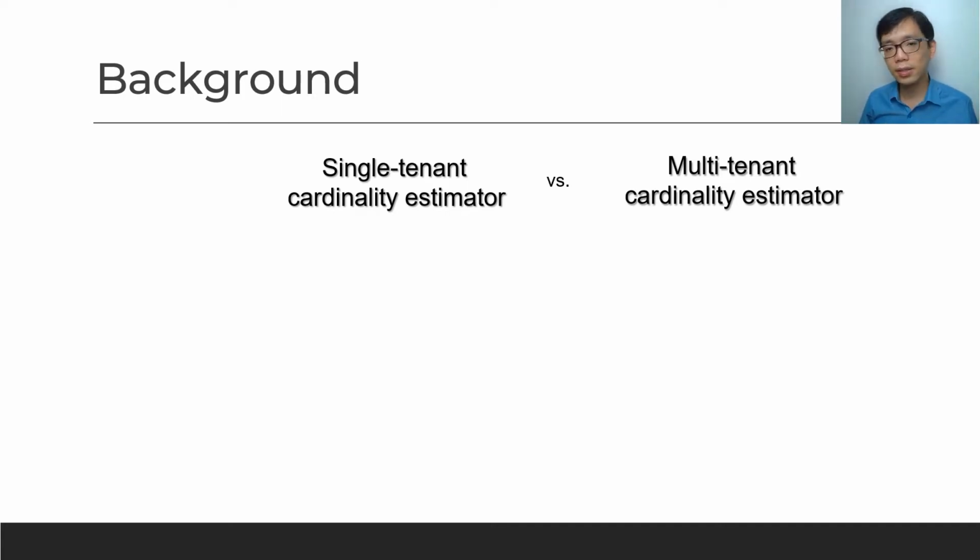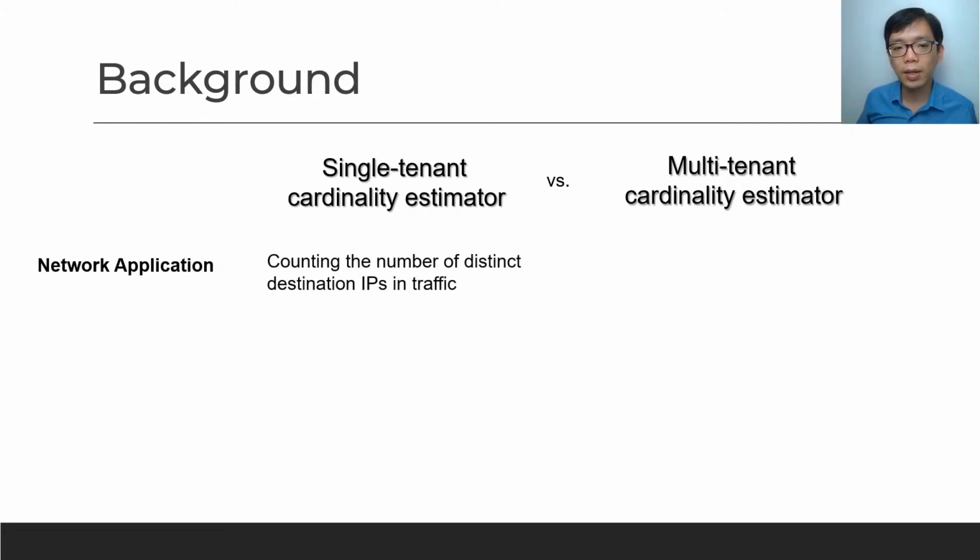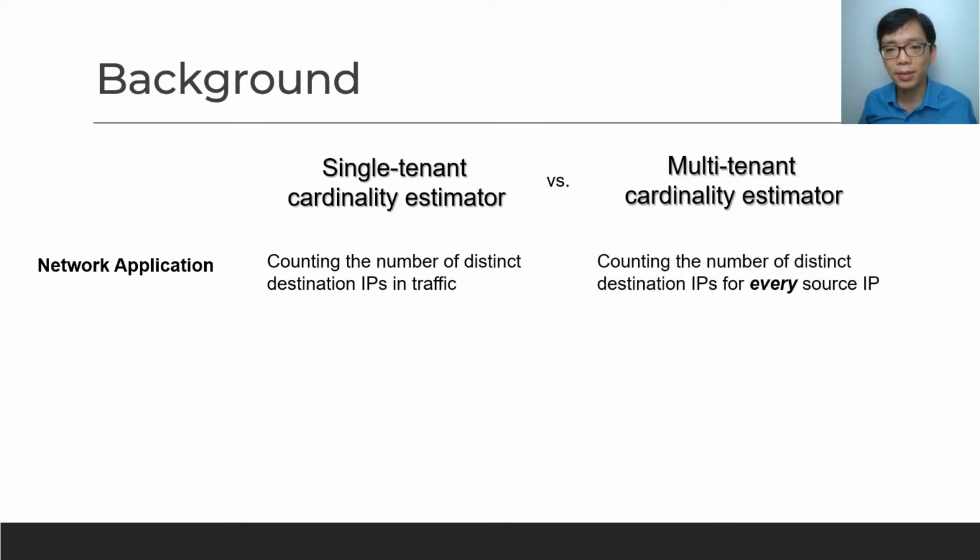The single-tenant estimator can count the distinct number of elements in just one dataset. While the multi-tenant cardinality estimator can count the distinct elements of multiple different datasets. An application in the network is that the single-tenant estimator can count the number of distinct destination IPs in the traffic. While the multi-tenant cardinality estimator can count the number of distinct IPs for every source IP.